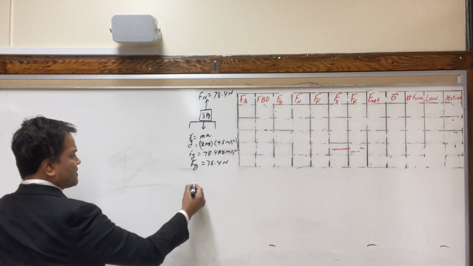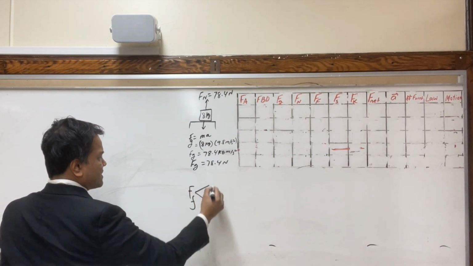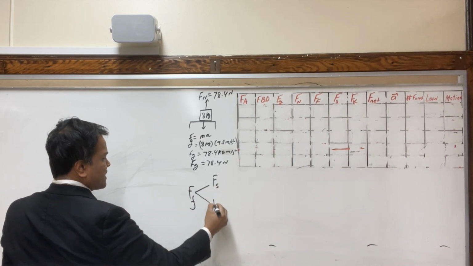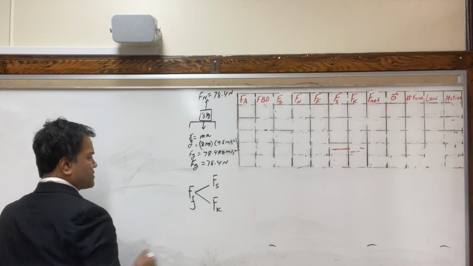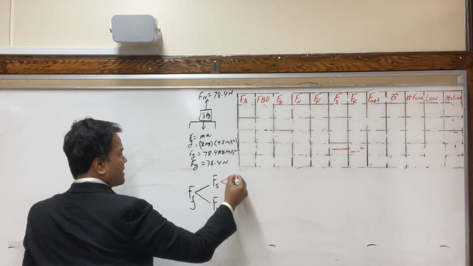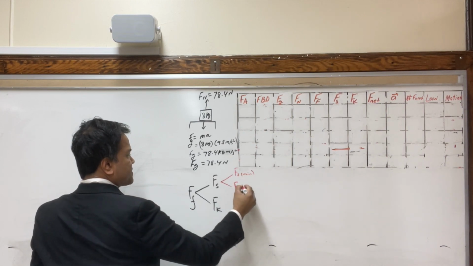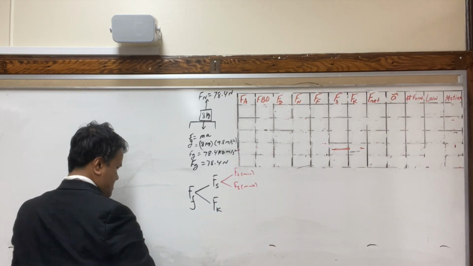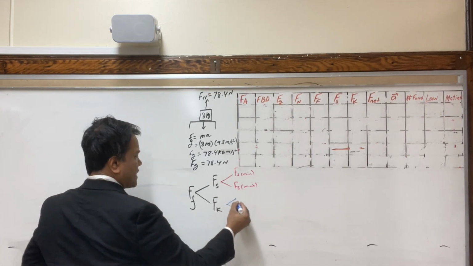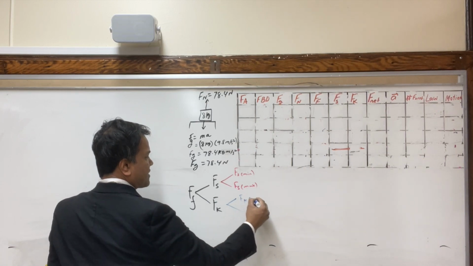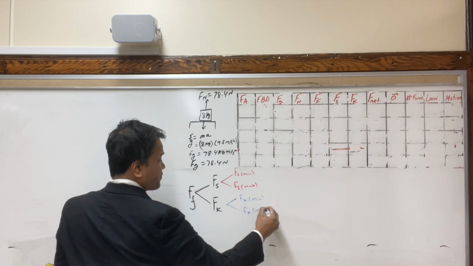Okay. Next, we're going to try to understand the friction. For the friction, we're going to write force of friction, and we're going to divide it into Fs and Fk. Fs, let's use red for Fs: Fs min and Fs max. Then Fk min and Fk max.